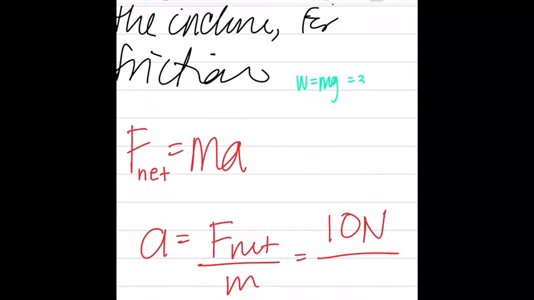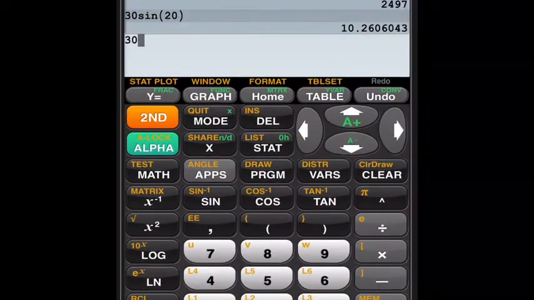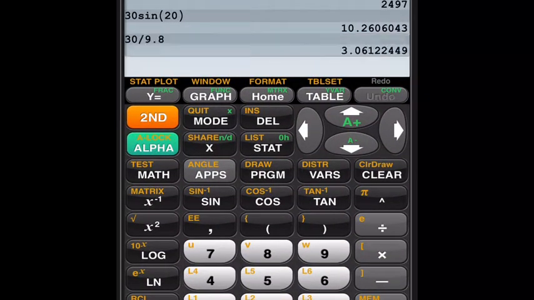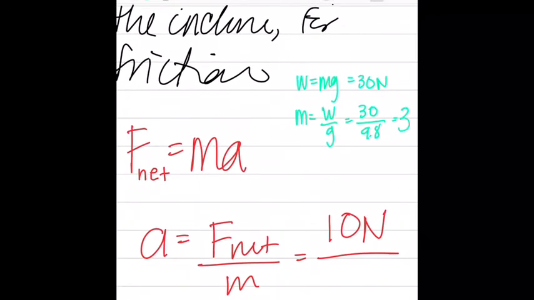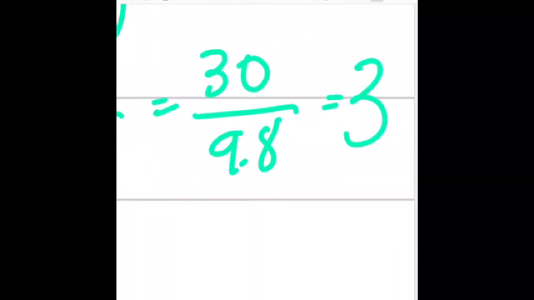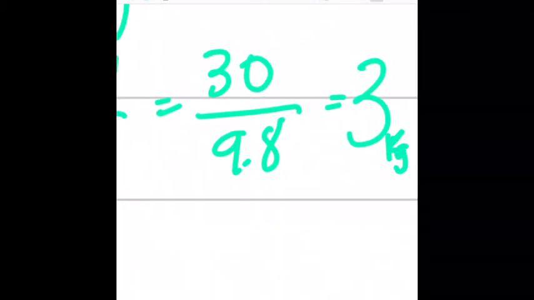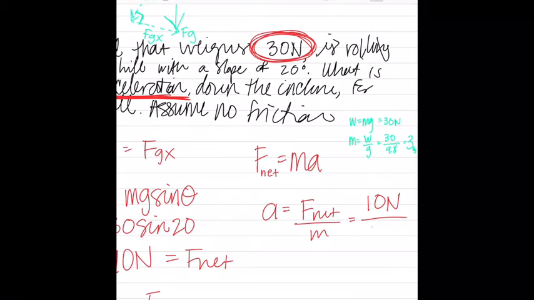Well, the weight was 30 newtons. So if I rearrange that equation, mass is equal to weight divided by gravity, then I can get the mass from that. So that's 30 divided by 9.8, which is 3-ish. We're going to do whole numbers. 3. This is in kilograms because this is a mass, so we can put that down here, 3 kilograms.